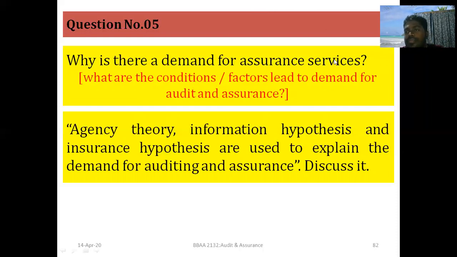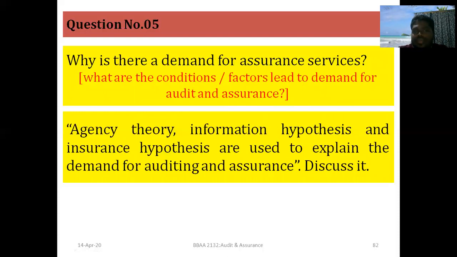We already discussed the demand for assurance services. The three or four conditions are there, so immediately you should remember those conditions. That is the type of answer the examiner expects. Here, another way the examiner can ask the question: what are the conditions or factors that lead to the demand for assurance? This is the same question.